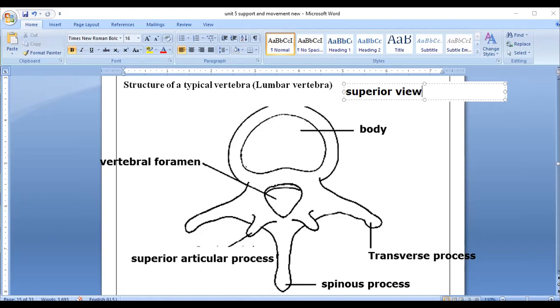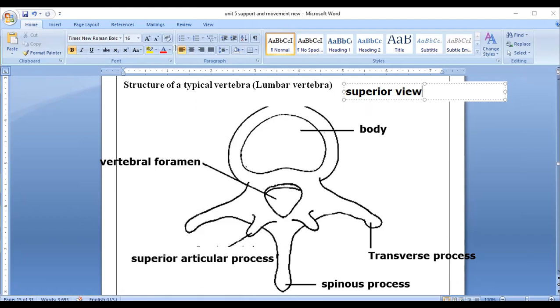Yes, sir. All these are in a vertebra, a basic vertebra. Typical means basic vertebra. Understood? A basic vertebra has a body. It has 2 transverse processes, 2 superior articular processes, 2 inferior articular processes. And that's a spinous process.